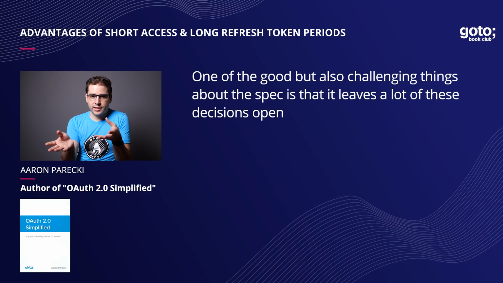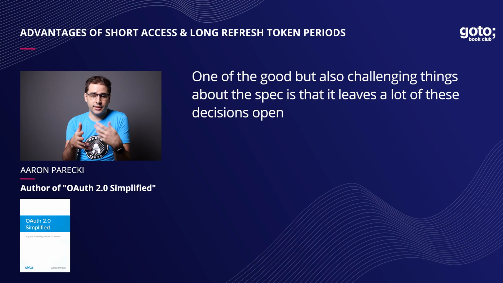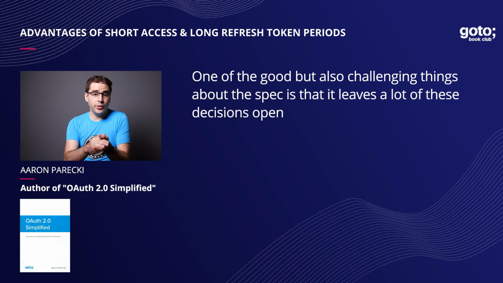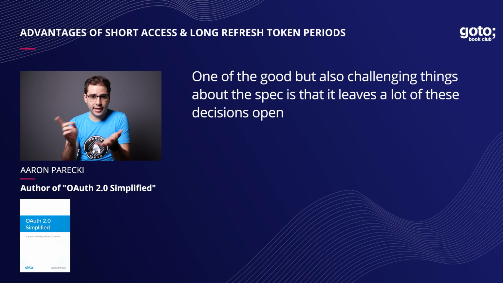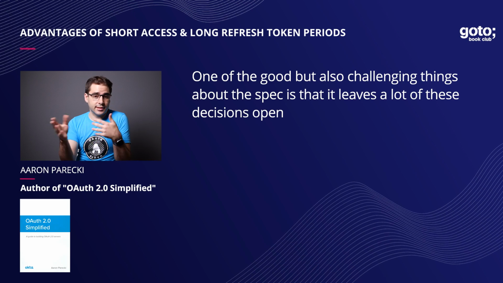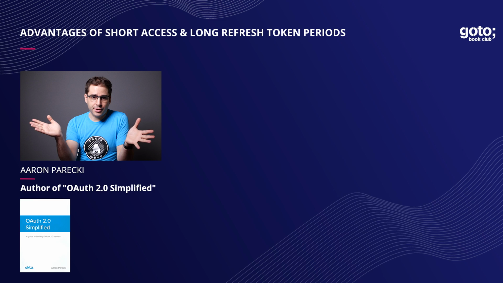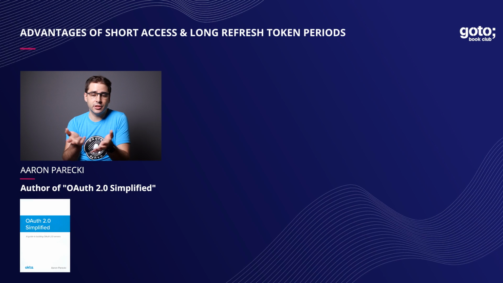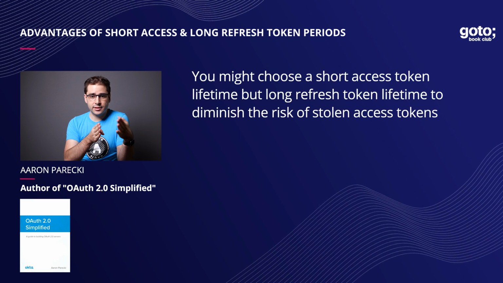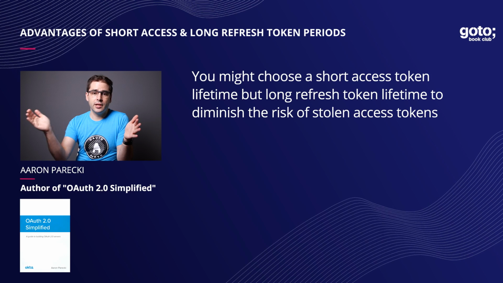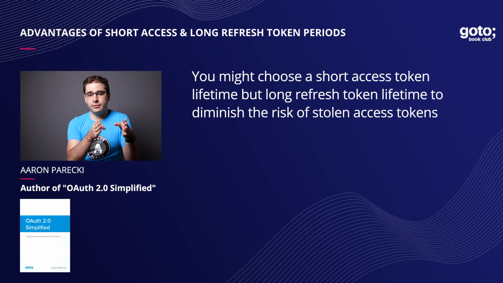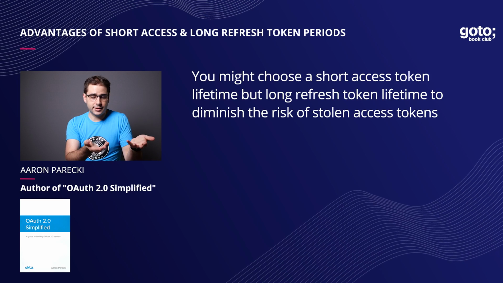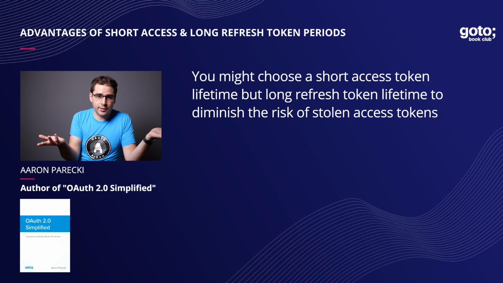So one of the good things, but also challenging things about the spec is that it leaves a lot of these decisions open. When you're building or setting up an OAuth server, you get to decide how long your tokens last. You have an access token and a refresh token, and you get to decide the lifetimes of those. It's entirely up to you. There's very little guidance in the spec because it is very dependent on what you're building and the security considerations around it. So you might choose a short access token lifetime but a long refresh token lifetime, because you don't want the risk of a stolen access token. You want that risk to be lower. So if an access token is stolen, it only lasts for 10 minutes or something, right?